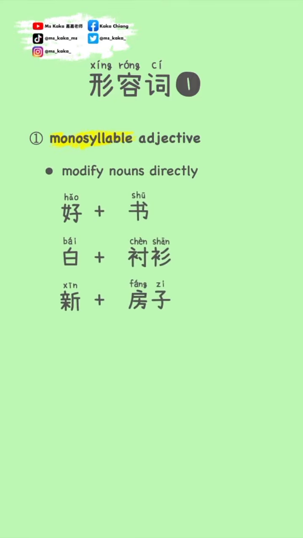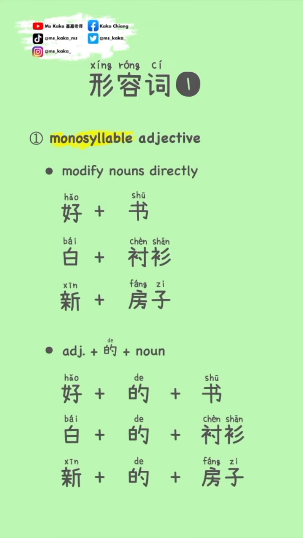First, if the adjectives are monosyllabic, which means they consist of a single character, they can directly modify nouns regardless of whether the noun is monosyllabic or disyllabic, as the examples show. While the particle 的 can be used between the adjective and the noun to stress the modification.